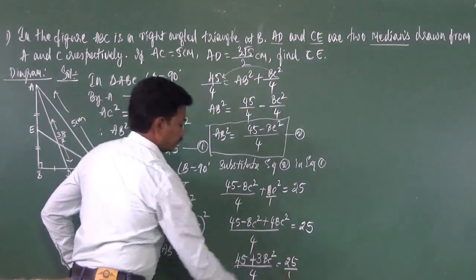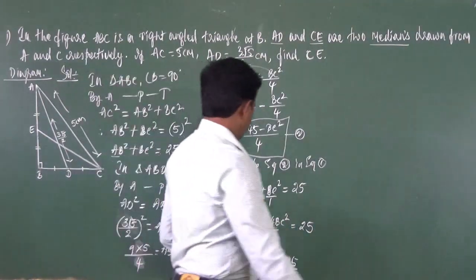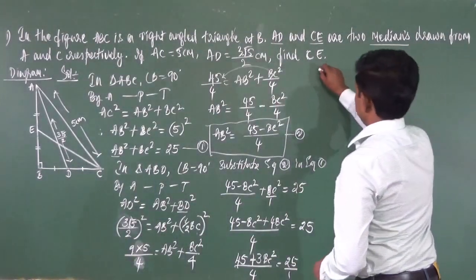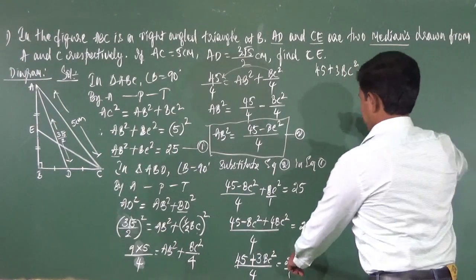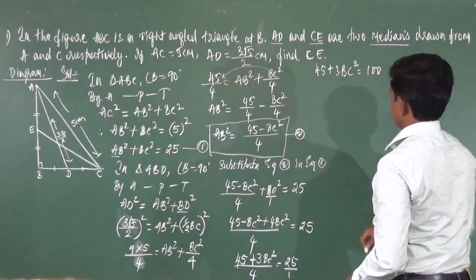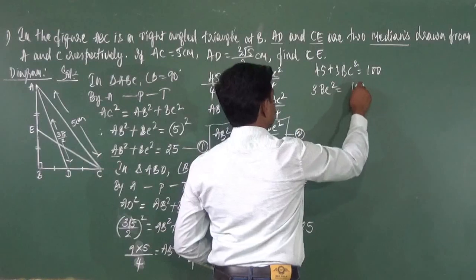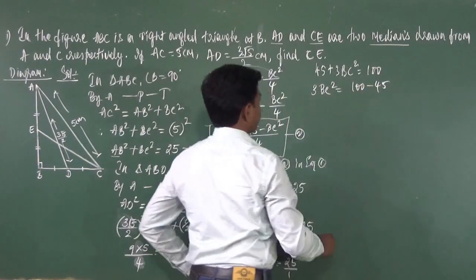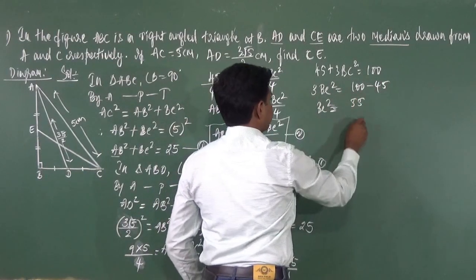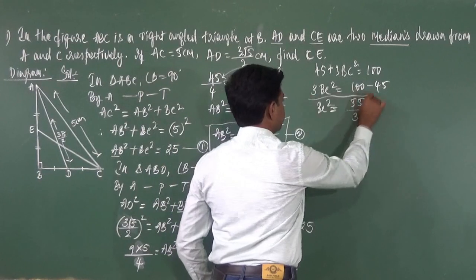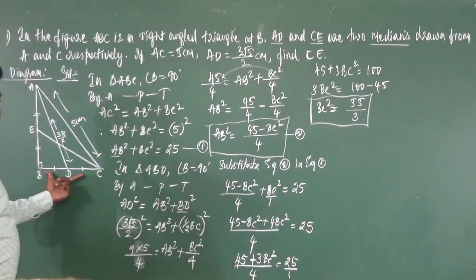So below 25 in the denominator we have 1, so therefore we will go with cross multiplication. So 45 plus 3 BC square into 1 is 45 plus 3 BC square is equal to 25 into 4 is exactly 100. Okay, so 3 BC square is equal to 100 minus 45. Okay, BC square is equal to 100 minus 45 is 55 by 3. So the value of BC square is 55 by 3. So exactly we have got the value of this BC square.